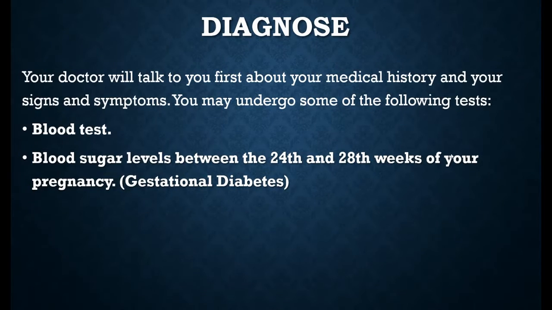Diagnosis. Your doctor will diagnose depending upon your medical history, your signs and symptoms. But basically it goes around a few blood tests like fasting, random and postprandial blood sugar, glucose tolerance test, insulin tolerance test, and blood sugar level for gestational diabetes to be checked between the 24th to 28th week of pregnancy. Other than that, they can also go for urine determination.